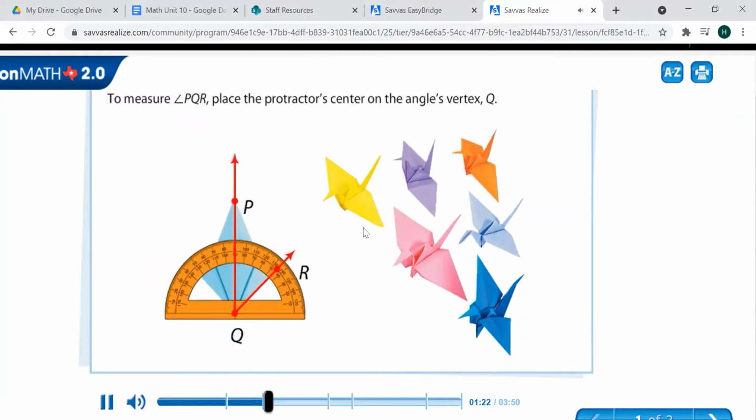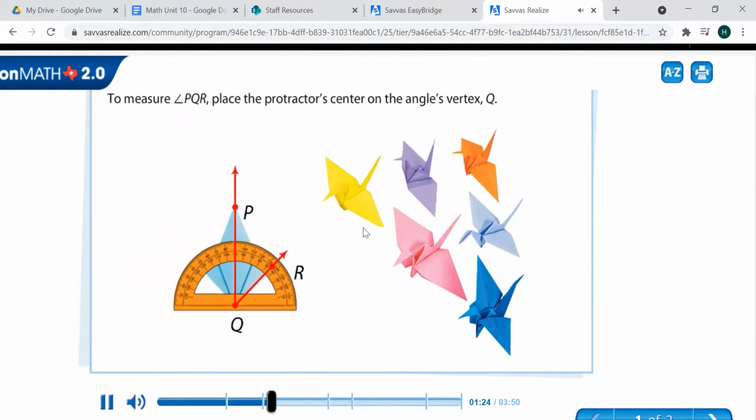To measure angle PQR, place the protractor center on the angle's vertex, Q. Please notice, ladies and gentlemen, that you do not place the protractor on the edge of the protractor over here where the ruler is. The protractor actually has a little hole right there. You always put the little hole on the vertex.